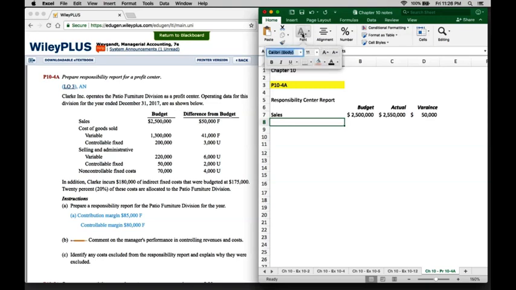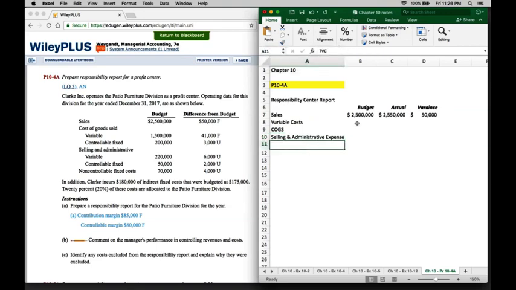Next, I'm going to list out all the variable costs, the variable costs that are controllable. So we have cost of goods sold, and we have selling and administrative expenses. The variable ones, they're going to list those over here. So I have 1.3 million and 220,000. These were the budgeted numbers.